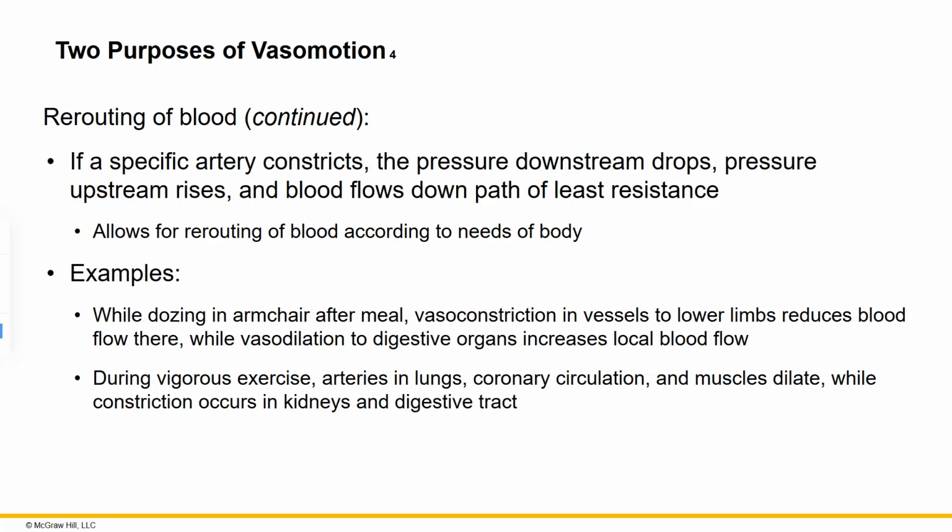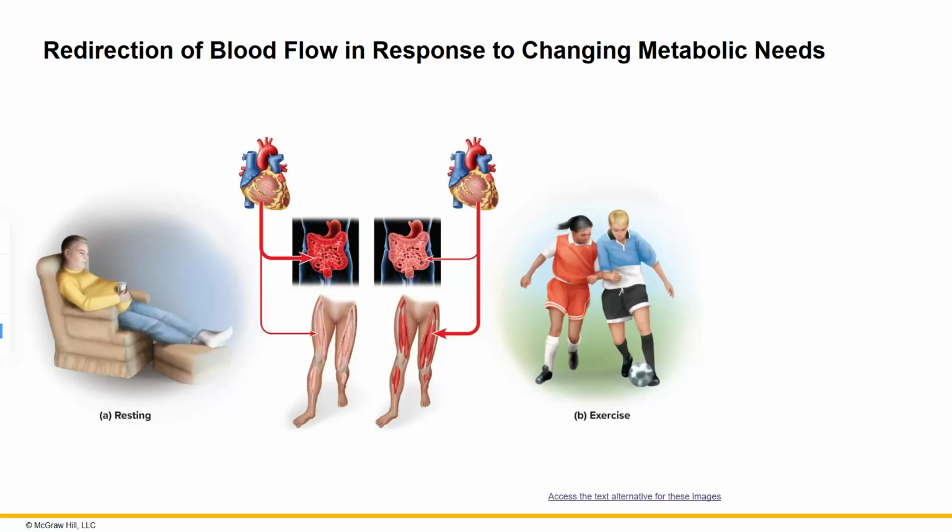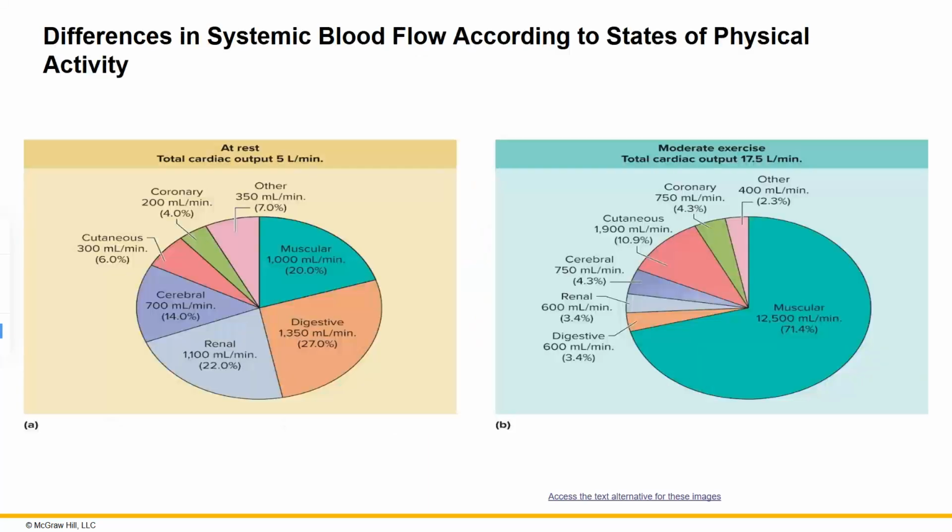If a specific artery constricts, the pressure downstream drops, pressure upstream increases, and blood flows down a path of least resistance, allowing for the rerouting of blood according to the needs of the body. For example, while dozing in an armchair after a meal, vasoconstriction in vessels to the lower limbs reduces blood flow there, while vasodilation to the digestive organs increases local blood flow. This is a diagram of those changes, and a graph that you can review.